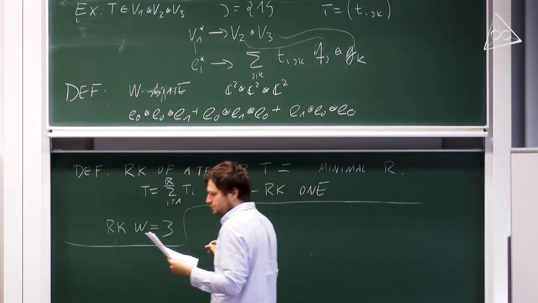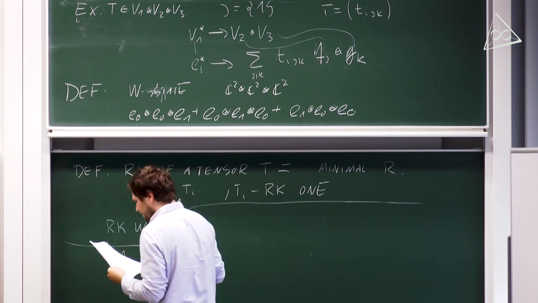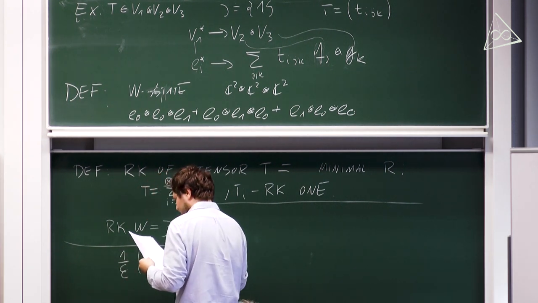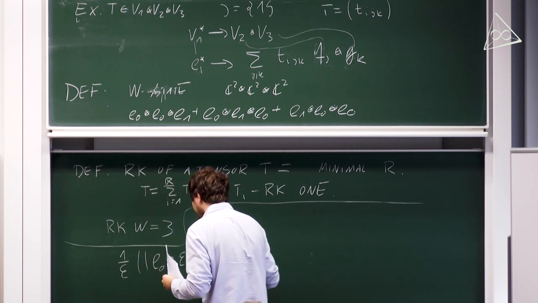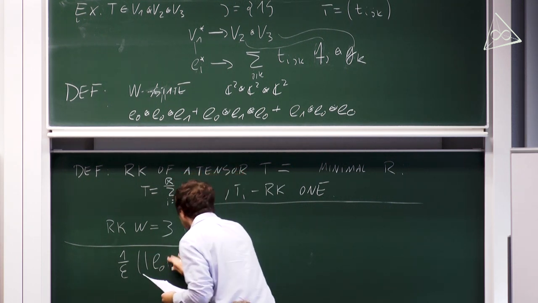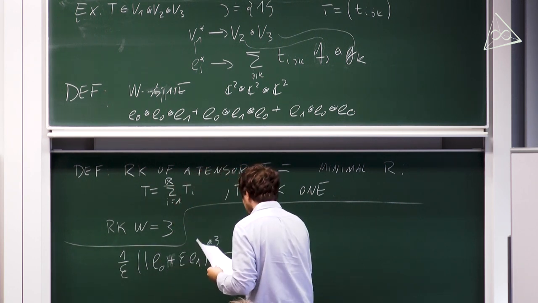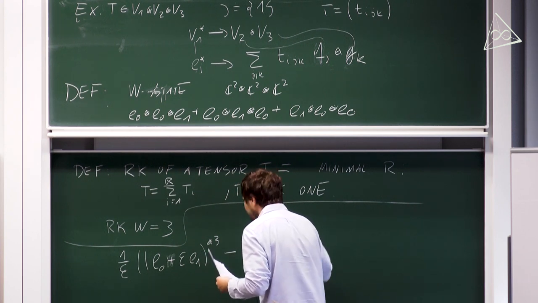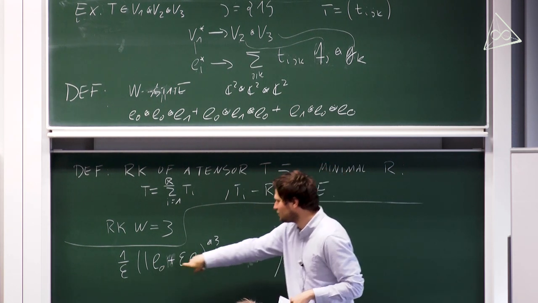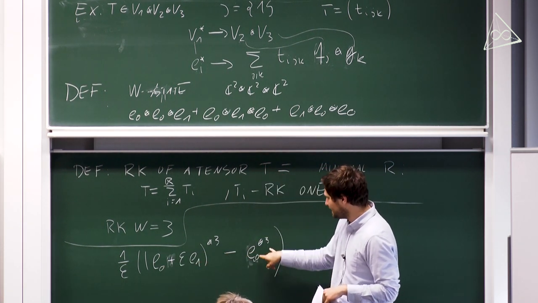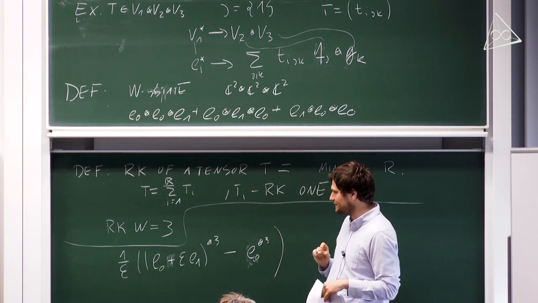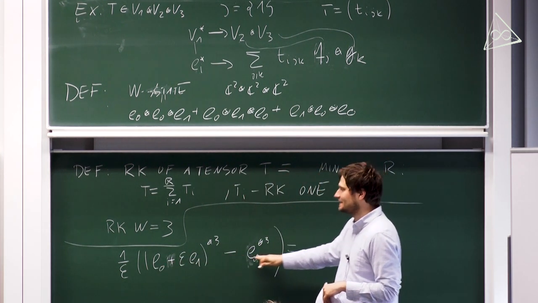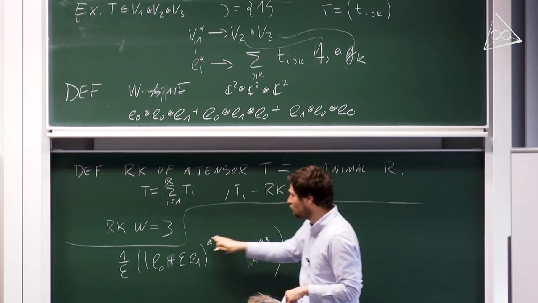And now we have seen that tensors of rank 1 form a variety. But now let us do a computation. We take 1 over epsilon. Oh, that's a plus. Okay, so this 3 means that I tensor this with itself 3 times. And this 3 means that this is just E0 tensor E0 tensor E0. What is this? So maybe first, what's the rank of this tensor? This is a tensor also in C2 tensor C2 tensor C2. What is the rank of this tensor?